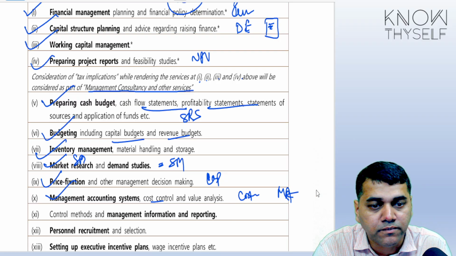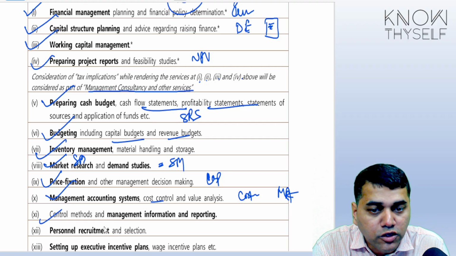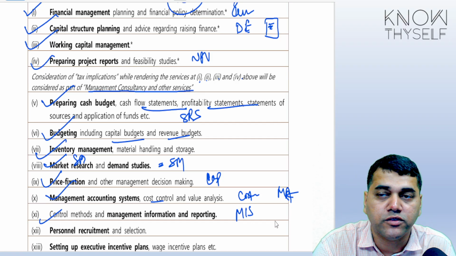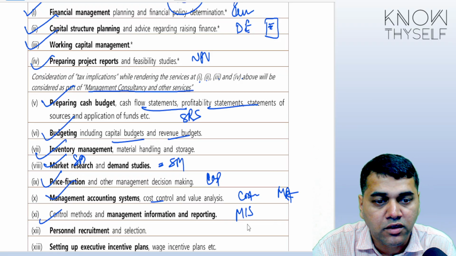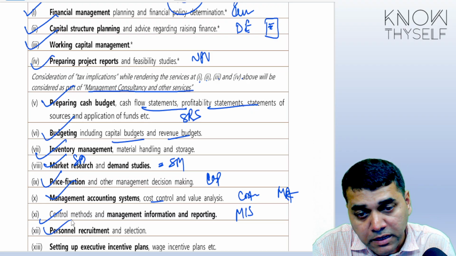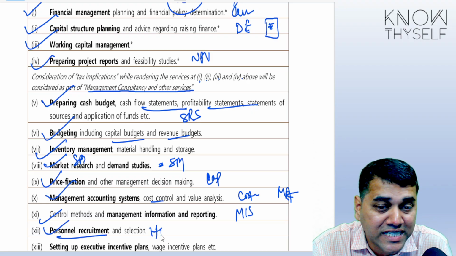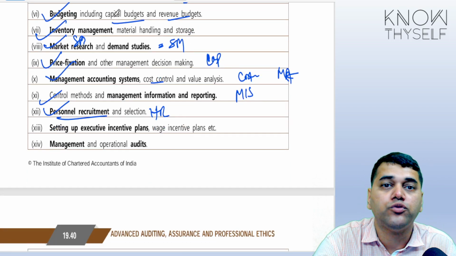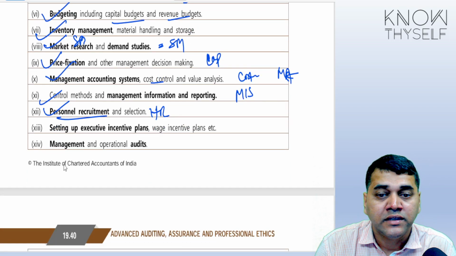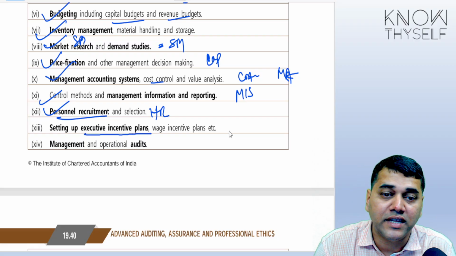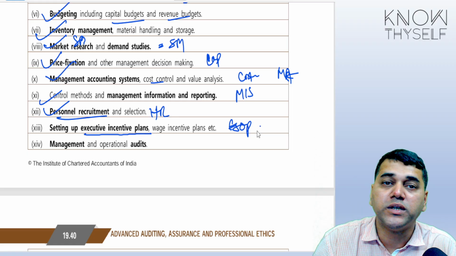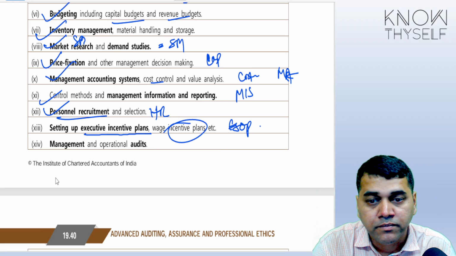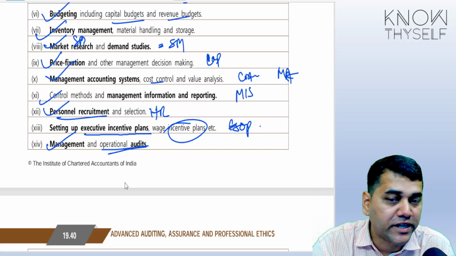Management accounting work. You can do control methods and management information, MIS. You can design different type of MIS, automatic MIS, automations on the MIS you can do. You can help to appoint the personnel, recruitment, HR related, like you can advertise on behalf of your client, do their interviews, you can find the right candidates. Setting up executive incentive plans like ESOPs, how much annual increments to happen, wage incentive plans, etc. you can develop.